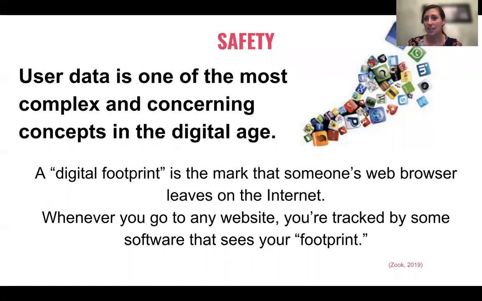And so we often think of threats and things like that, which is so important, but we also need to think about what trail we are leaving behind and what is our right to privacy within that. And so I agree with this first statement here where it says, user data is one of the most complex and concerning concepts in the digital age. And so knowing about that footprint, Zoe had some great resources about that, and just really what are people tracking and why, and what can I do to prevent some of those things?